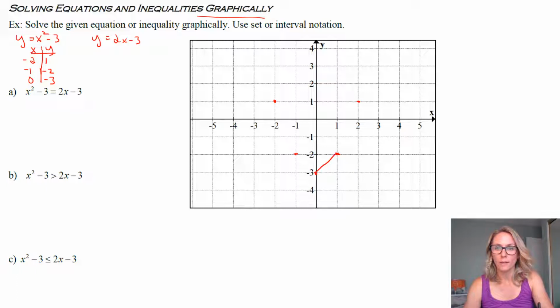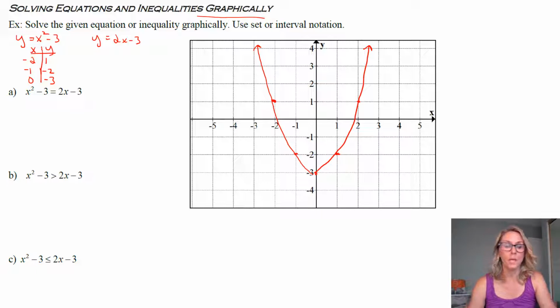So here's me doing my parabola. I'm going to send it up the best that I can. Do not judge me. Doing the best I can here.